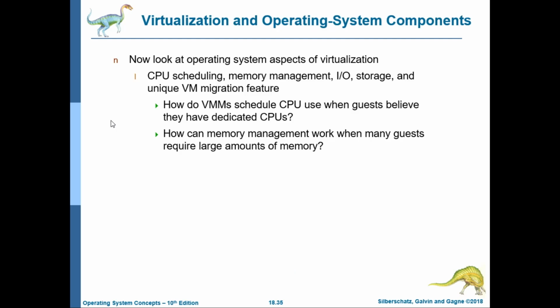Okay, next we have virtualization and operating system components. Now look at operating system aspects of virtualization: CPU scheduling, memory management, I/O storage, and the unique VM migration feature. How do VMMs schedule CPU use when guests believe they have dedicated CPUs? Another question: how can memory management work when many guests require large amounts of memory? These questions will be answered on the later slides.